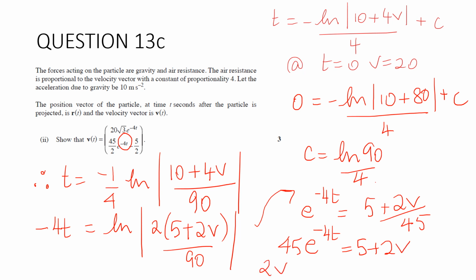2v is equal to 45 e to the negative 4t. Take away 5, and pretty much we've just got to divide by 2. I'll let you do that.